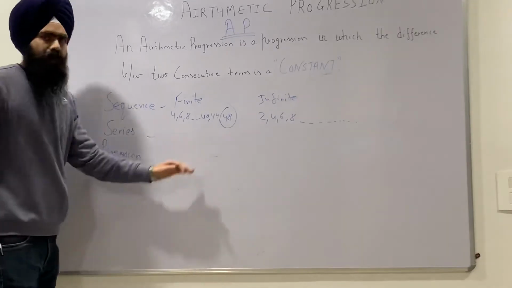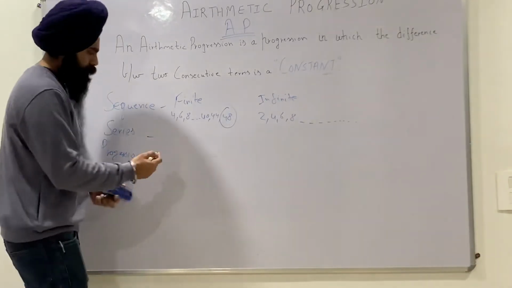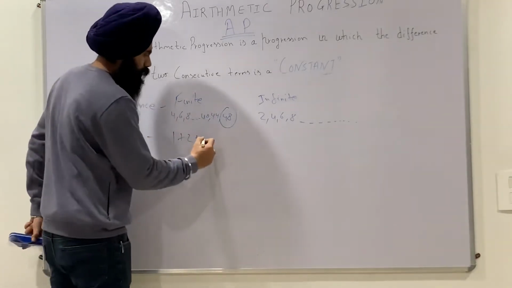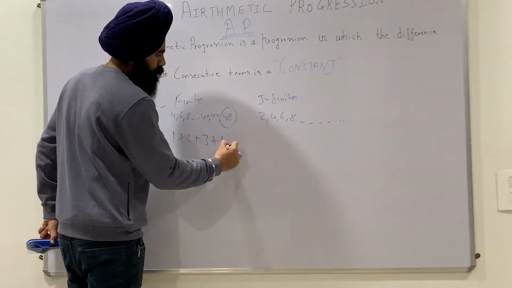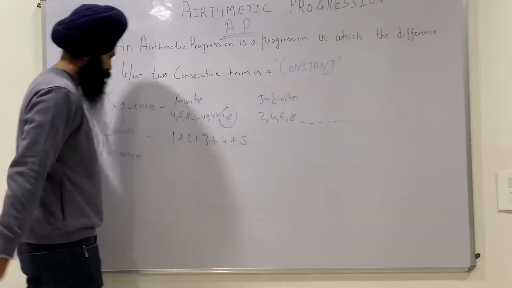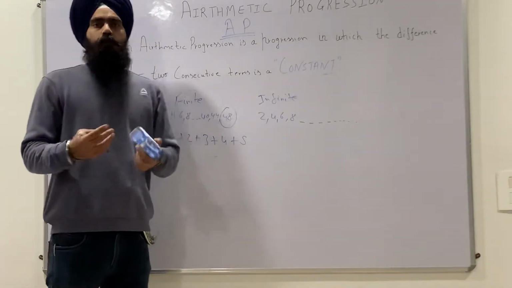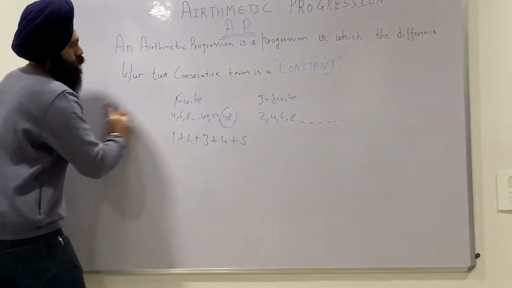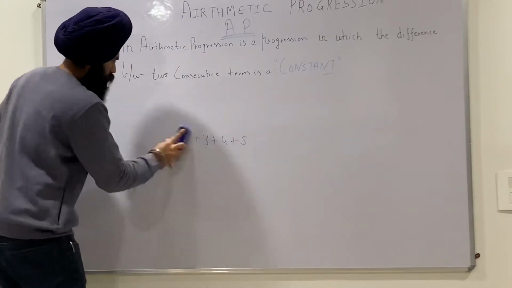Series: the sum of the elements of the corresponding sequence. Let's take an example, 1 plus 2. This is an example of natural numbers: 1 plus 2 plus 3 plus 4 plus 5, like this. Progression, we have discussed, is a process of continuous change, a series of successive events. Now let's talk about some more important concepts.